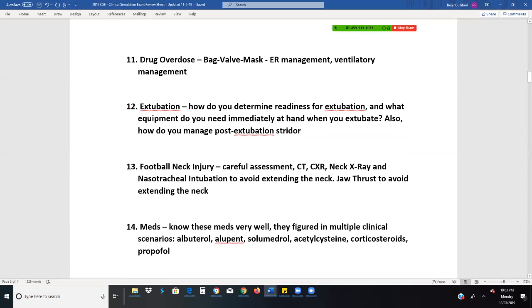You're likely to have a drug overdose, bag valve mask, ER management, ventilatory management. I might mention Narcan here, naloxone for reversal. You could possibly also have a benzodiazepine overdose, and that would be flumazenil for the reversal.